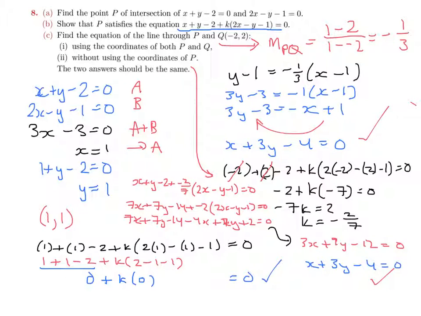So we have two ways of doing it. We can find the point of intersection, find the gradient, use point-gradient form, or we can use our little formula for the equation of a line that passes through the intersection of two other lines: sub Q in, find k, replace. It's up to you to work out which method is better for you.